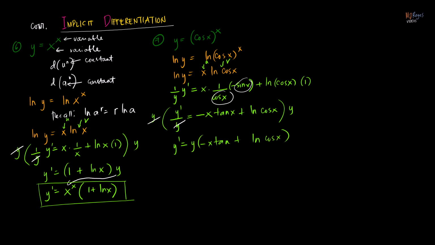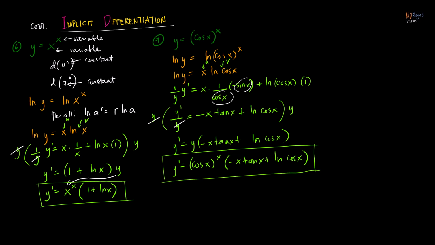But in the given function, y is equal to cosine of x raised to x. So we'll just write y prime in terms of x only. And we'll have cosine of x raised to x times negative x tangent of x plus ln of cosine of x. Okay, this is the derivative of y with respect to x. Another example similar to example 6 and 7, y equals x raised to tangent of x.